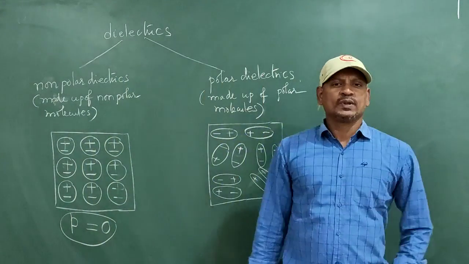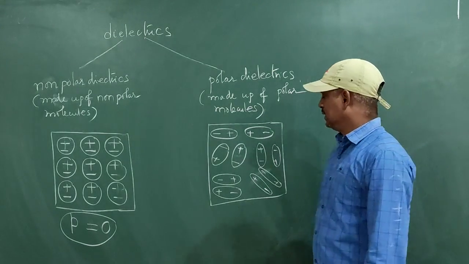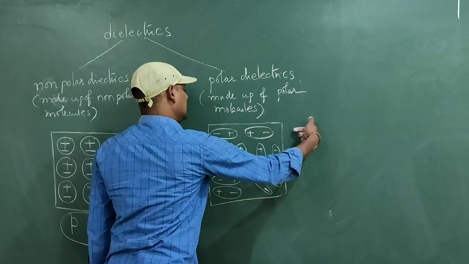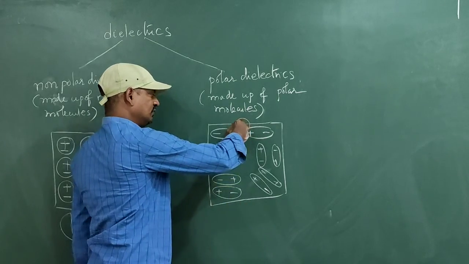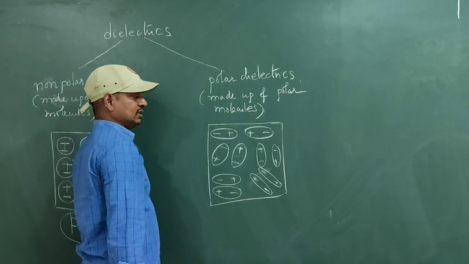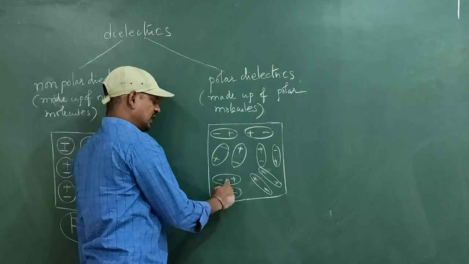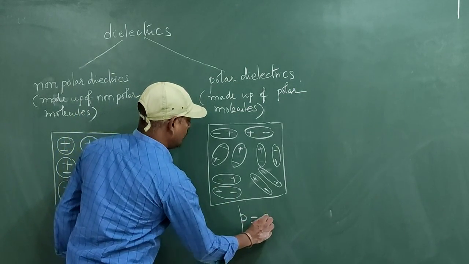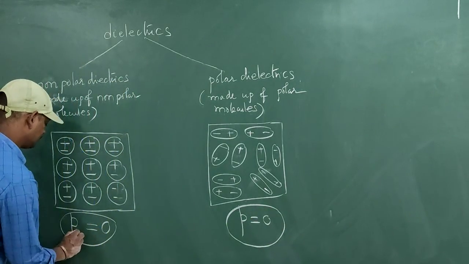I told you that a polar molecule has a certain dipole moment. You see now, the dipole moment of this one is in this direction, and for this one, it is in this direction. Both of them will cancel. Similarly, the dipole moments of these pairs will cancel. So the net dipole moment of the polar dielectric slab is also 0.